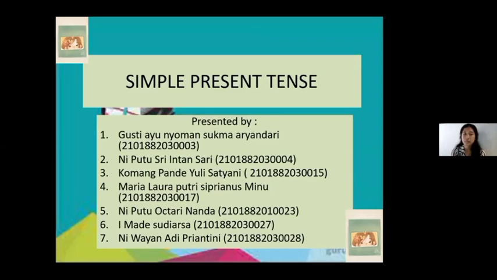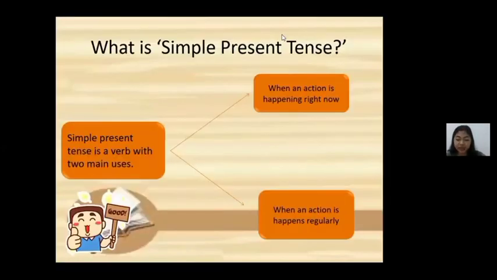First, I will tell you the definition of simple present tense. Simple present tense is a verb with two main uses. The principal use of the simple present tense is to describe an action or event that takes place habitually, but with the verb to be, the simple present tense also refers to a present or general state, whether temporary, permanent, or habitual. We use simple present tense, first, when an action is happening right now. Second, when an action happens regularly.